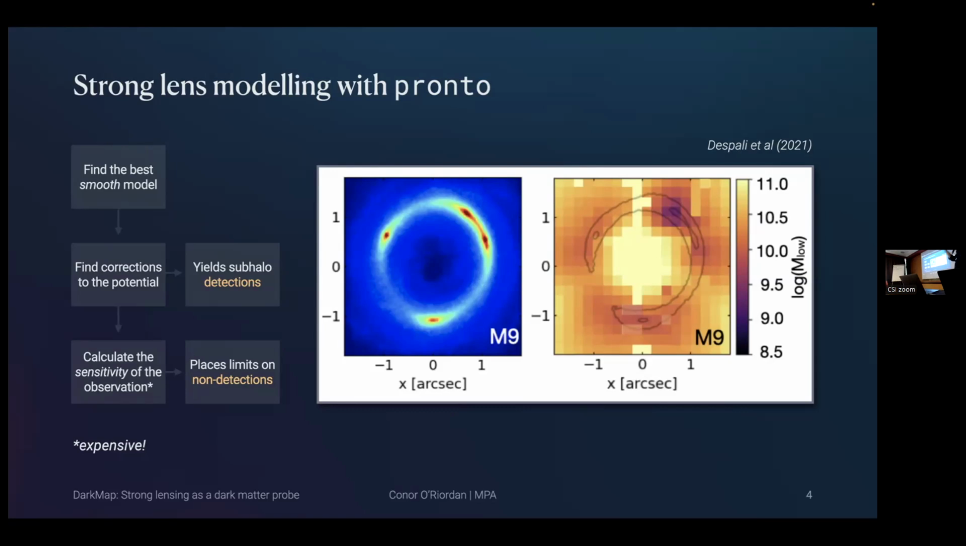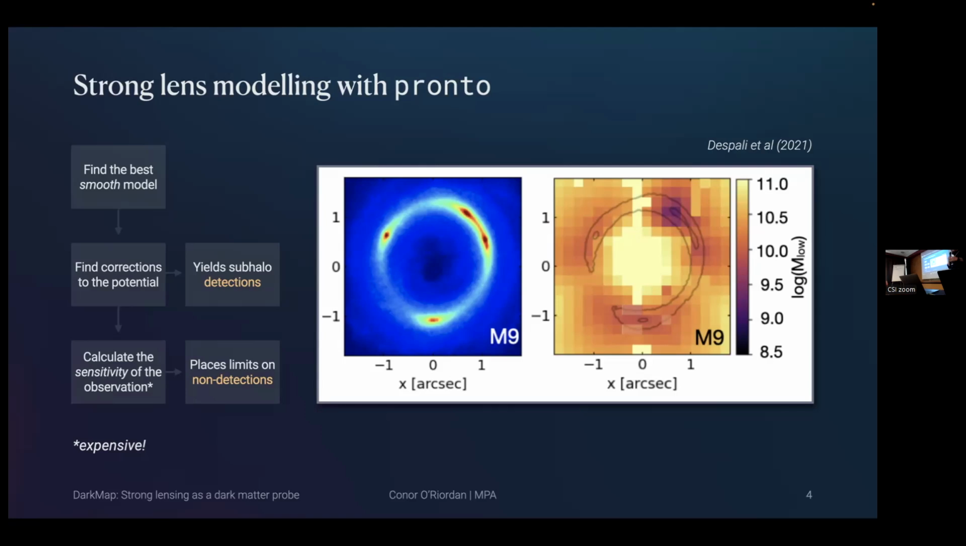So we have a pixelated grid that represents the potential in the plane of the lens, and we make small corrections which gradually improve the fit, improve the residuals with the image, and what we're looking for when we convert this to a density map are concentrated overdensities on this pixelated grid, and that reveals a low mass halo, which then we can characterize with parametric fitting. So that's how we detect subhalos.